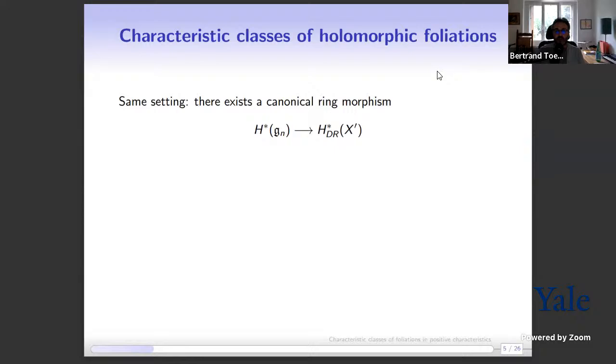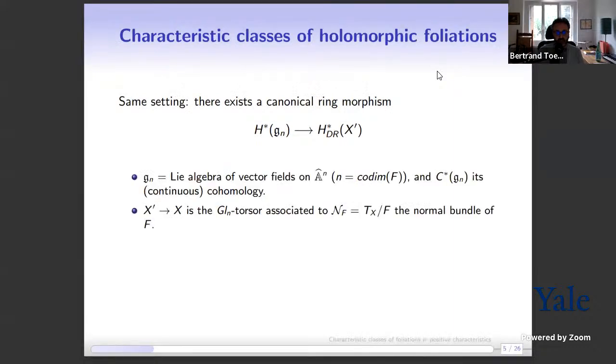And there is another result. If I have the same setting, so I have a foliation on X, a holomorphic manifold, then you get this canonical ring map from, so on the left-hand side, little g_n is the Lie algebra of formal vector fields on an n-dimensional affine space.